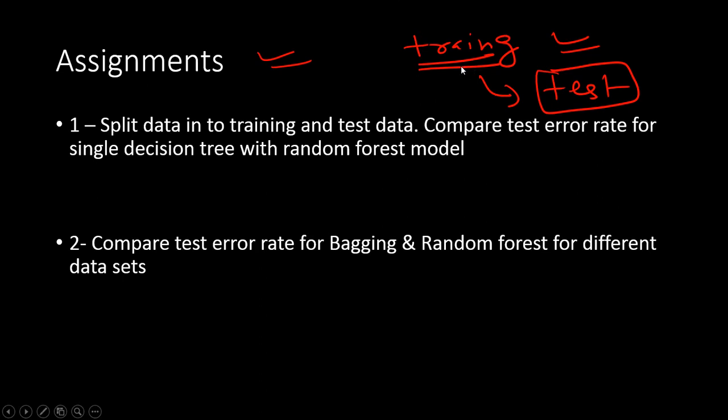So I would encourage you to split the data into two sets, one for training, and then find the error rate on the test data, and that's where you can compare better, because that's the better way of knowing if your algorithm performs better or not. So we compare that for bagging, random forest and decision tree, and that would be a much better validation of the algorithms for your given data.